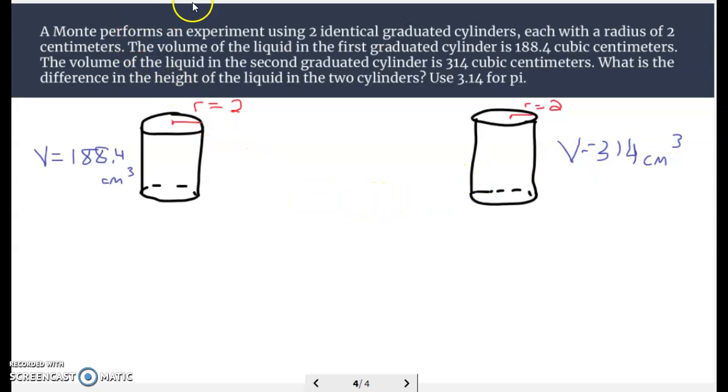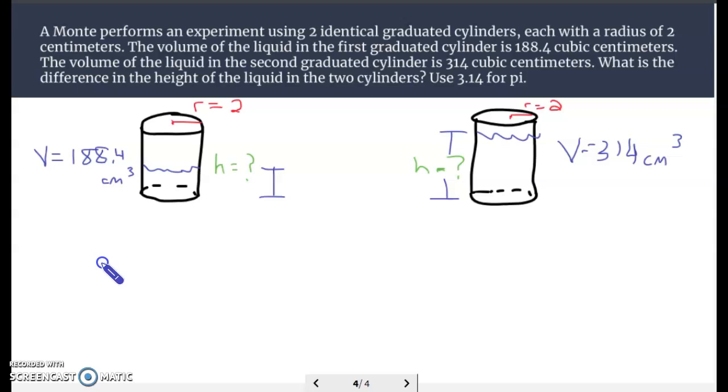So the thing they're not telling us in both of these is the height. We'll have a height for this one, we'll have a height for this one. And we'll kind of draw the difference here. It looks like 188 compared to 314. Okay, so let's say 314 is up here, and then that would be this height from top to bottom. And then let's say 188 is down here. That would be this height from top to bottom. So we're finding the difference. We got to figure out the height for both of them.